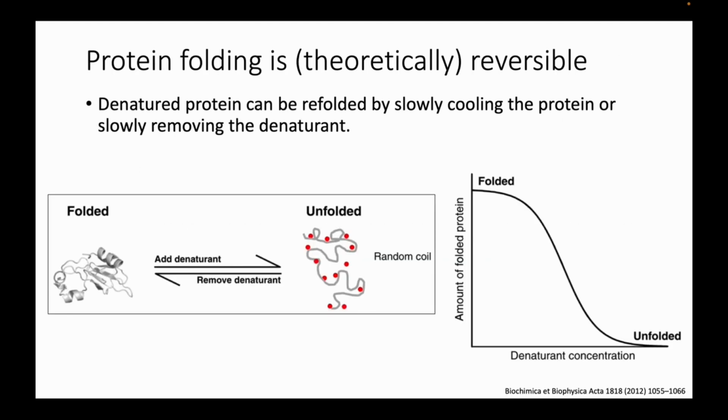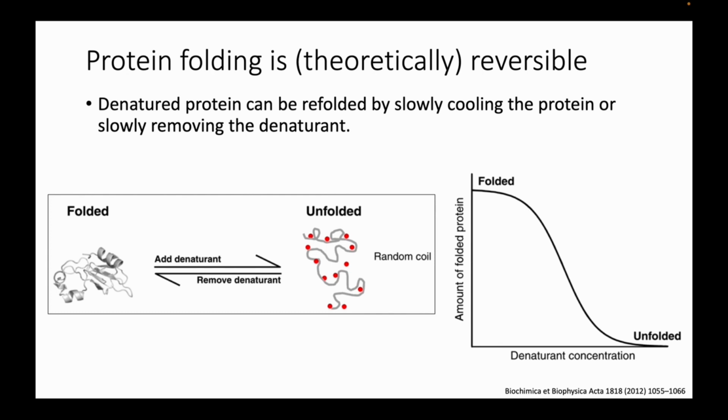Protein folding is theoretically reversible. So a denatured protein can be refolded if you, let's say you heated it up to denature it. If you slowly cool it back down, it should refold into the correct structure. Or if you used a denaturant like urea to unfold it, if you slowly remove that urea, you should be able to refold the protein.